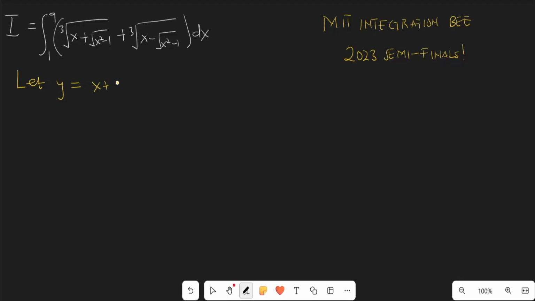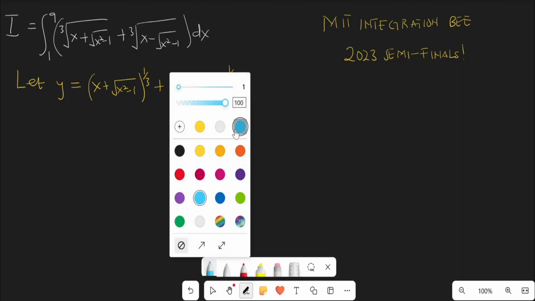I'm going to start off by letting our integrand, y, be equal to (x plus the square root of x squared minus 1) raised to the power 1/3, plus (x minus the square root of x squared minus 1) raised to the power 1/3. The cube root can be expressed as the power 1/3, right? And what I'm going to do next is take the cube on both sides.